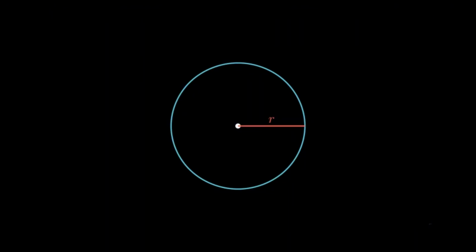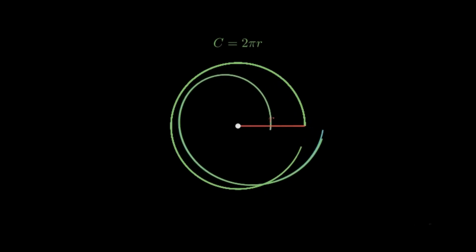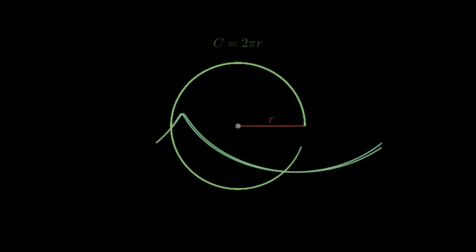The circumference is the total distance around the circle, the complete perimeter that wraps around the shape. We're going to trace it in green. The formula for the circumference is c equals 2 pi times r, where r is the radius.